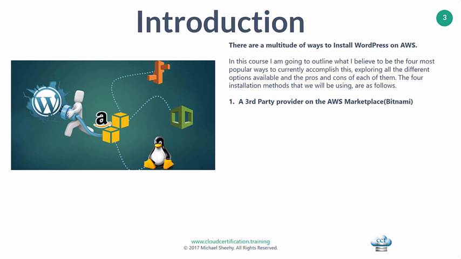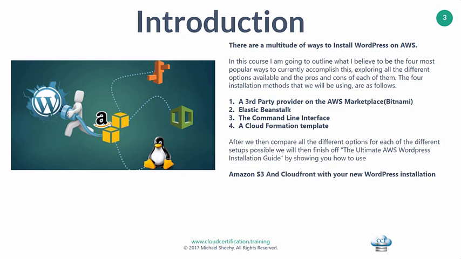Firstly, a third-party provider on the AWS Marketplace called Bitnami. Then Elastic Beanstalk, which in the next slide I'll go into a bit more detail about. Thirdly, the command line interface. And lastly, a CloudFormation template. After that, we then compare all the different options for each of the different setups possible.